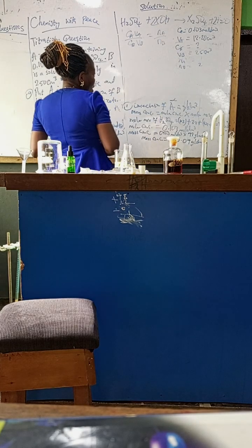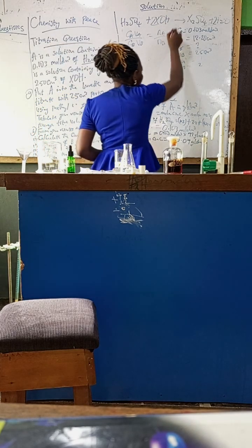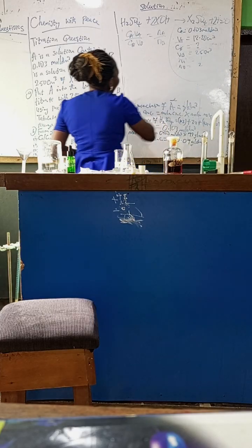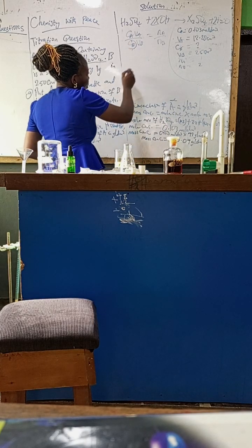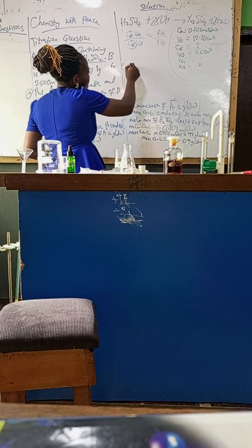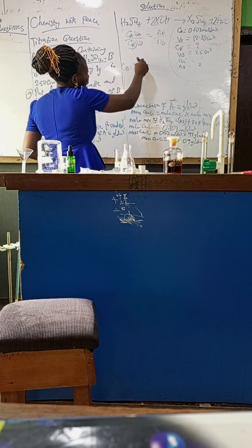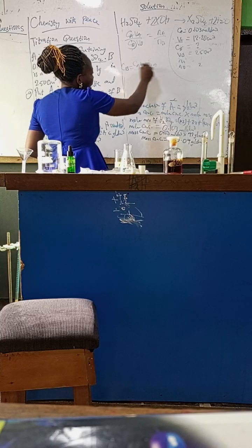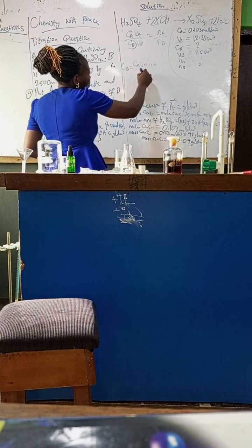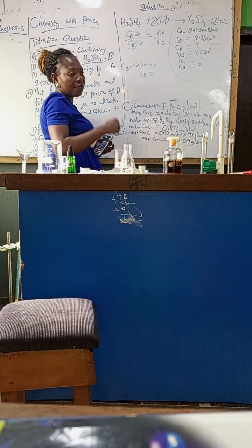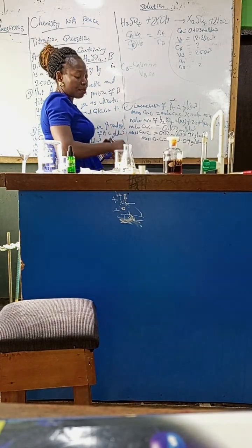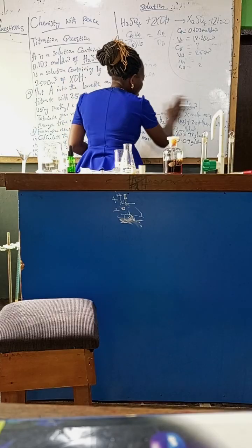Then, now let's substitute the value. By substituting, let's make CB the subject of the formula, which we have that CB is equal to CA VA NB all over VB NA. And with that, let's substitute our values.